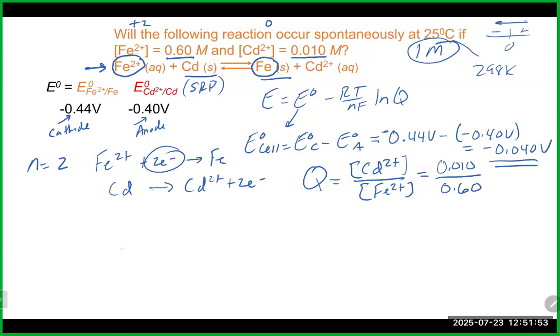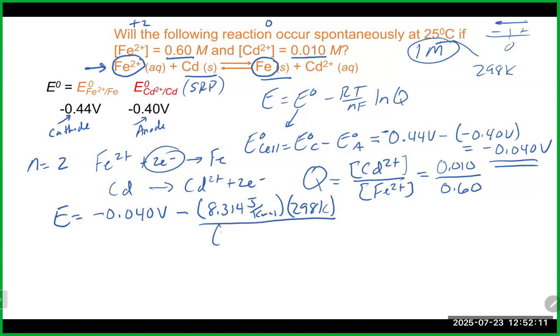Putting it all together, we have E is equal to negative 0.04 volts minus R, which is 8.314 joules per Kelvin per mole, times our temperature of 298, divided by our N of 2 and divided by our constant 96,500, times the natural log of 0.01 divided by 0.6.